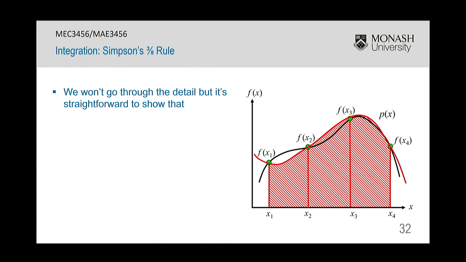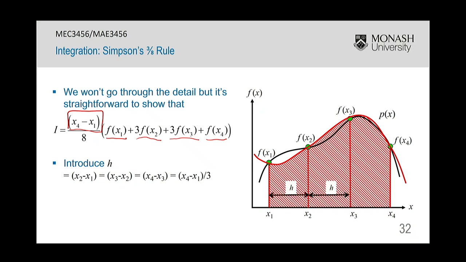Again, we won't go through the detail, but it's fairly straightforward to show that the Simpson's 3/8 rule integral is equal to the width of the total interval across the 4 points, x4 minus x1, divided by 8, multiplied by the function value at the first point, plus 3 times the function value at the second point, plus 3 times the function value at the third point, plus the function value at the 4th point. And it's probably not a bad exercise for you to go through and prove this. It's not hard.